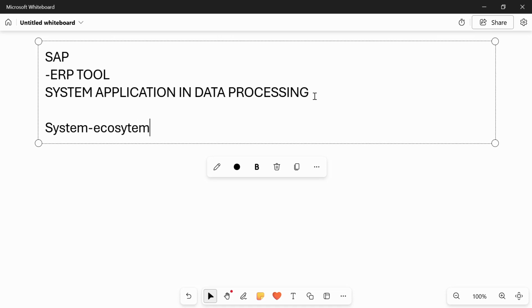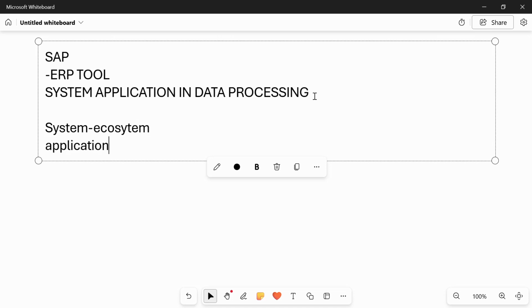The next thing is what? Application. What does application mean? As I already told you, in an organization there are multiple departments like material management, production, sales and distribution. So in SAP, application means nothing but the departments, the modules of SAP. What are those modules? Materials Management, MM, SD, PP, QM, HR. Okay, these are the departments. So these are applications.